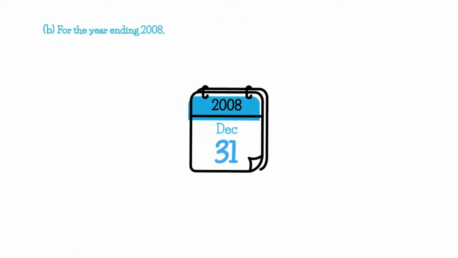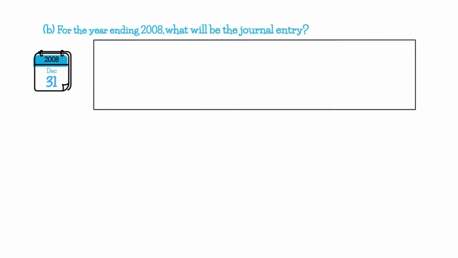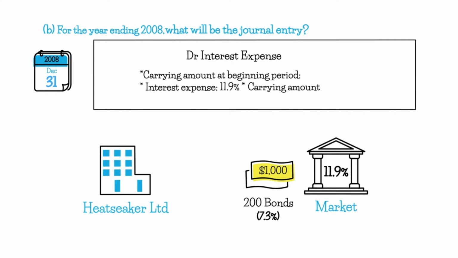Part B, we're asked for the year ending 2008, what would be the journal entry recorded? So we're going to debit interest expense, where the interest expense is based on the market rate of 11.9%, and we're going to multiply that by the carrying amount of the bond. The carrying amount being the difference between the face value, 200,000, minus the bond discount, 28,000, and so equal to what cash we received. So we received 172,000. So 11.9% multiplied by 172,000 gives us interest expense of 20,468. So that's what we debit interest expense for.